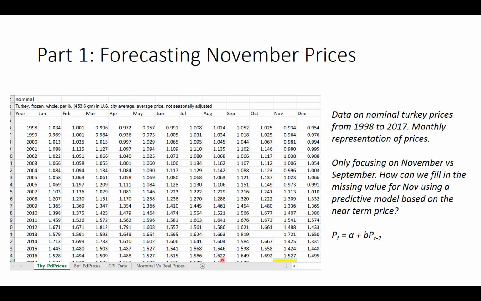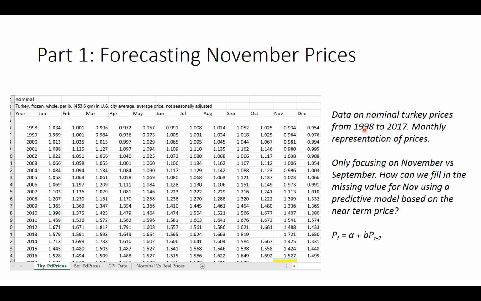our lab exercises. So part 1 is just forecasting the November price. We'll open the spreadsheet here in a minute. You'll see that the sheets are listed like this. So we have turkey prices by period. The year of the data is the first column. Every row is a different year, and every column is a different month. This is the way a lot of monthly data is presented. We are going to be focusing on the November column, because that's the price we're trying to predict, and then September, which is the information we're going to use to predict that. So really only 2 columns here matter for us.